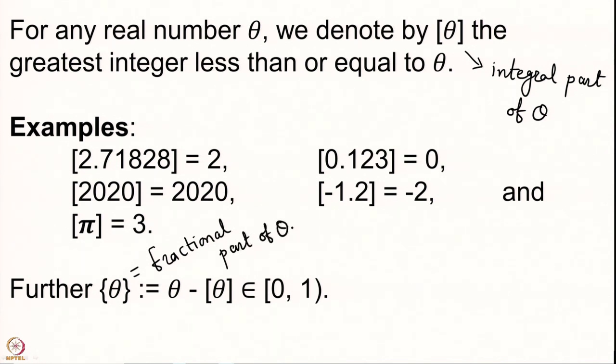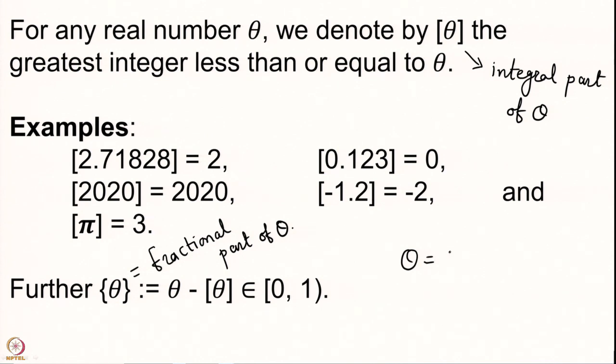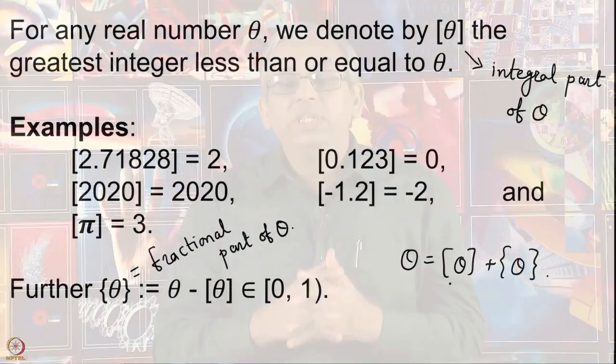So, for every real number, we have these two things. We have the integral part of theta, which is an integer. We have the fractional part of theta, which is between 0 and 1. It can be 0, but it is not equal to 1, and your theta happens to be the integral part of theta plus the fractional part of theta. So, these are functions, the integral part of theta and the fractional part of theta. Both these parts are uniquely determined by the given real number.